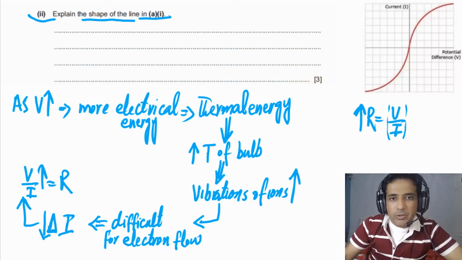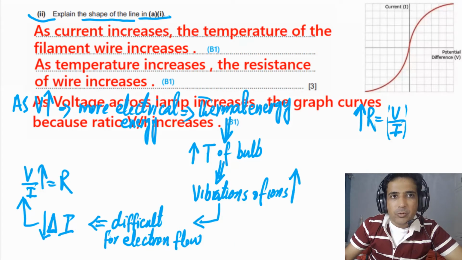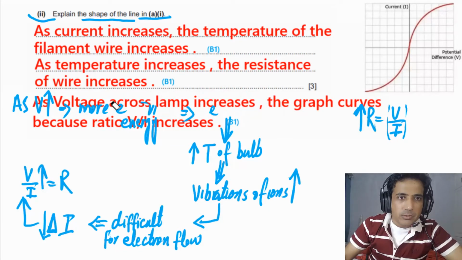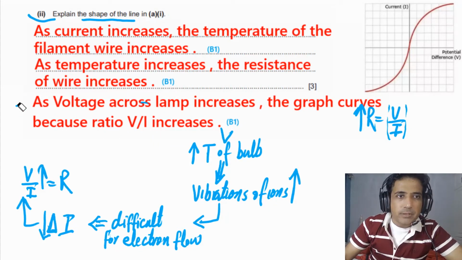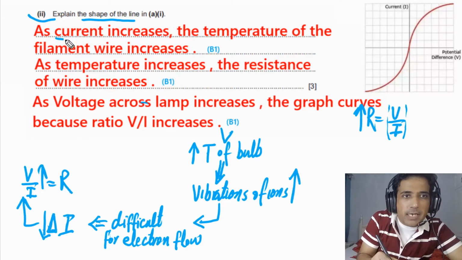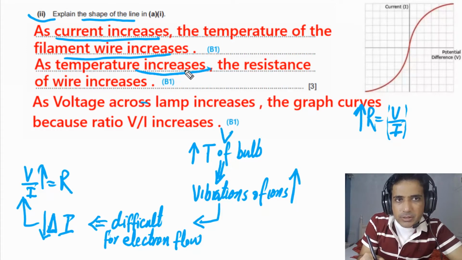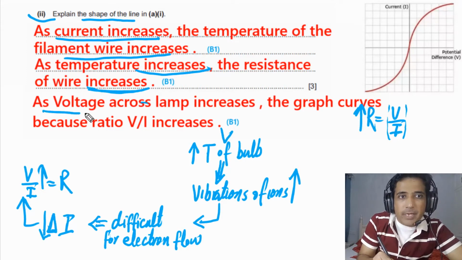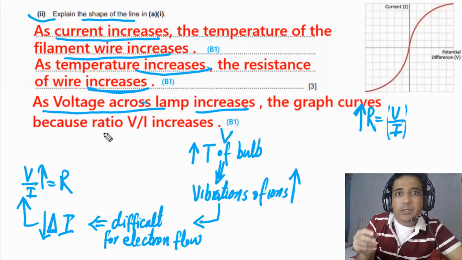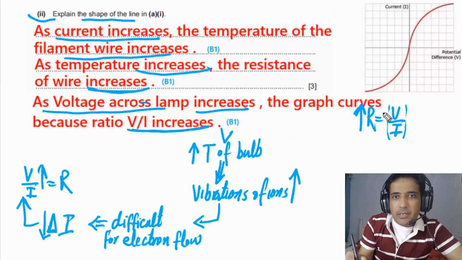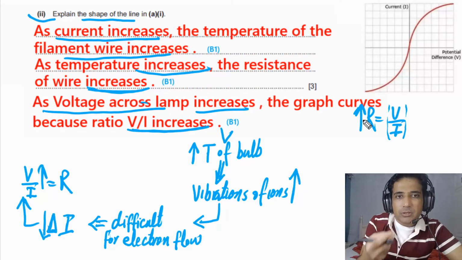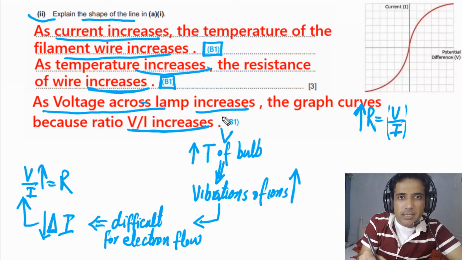In order to write down the answer for this question, you have to mention 3 important points. So let me clean this one so you can see what I have written. These points you have to mention in your answer. As current increases, temperature of the filament wire increases. As temperature increases, resistance of the filament lamp increases. As voltage across the lamp increases, the graph curves, meaning the gradient decreases. It simply means that the ratio between V and I increases, and the ratio between V and I is equal to resistance. So it simply means that resistance increases. If you mention these 3 points, you will get 3 marks, and this question has only 3 marks.